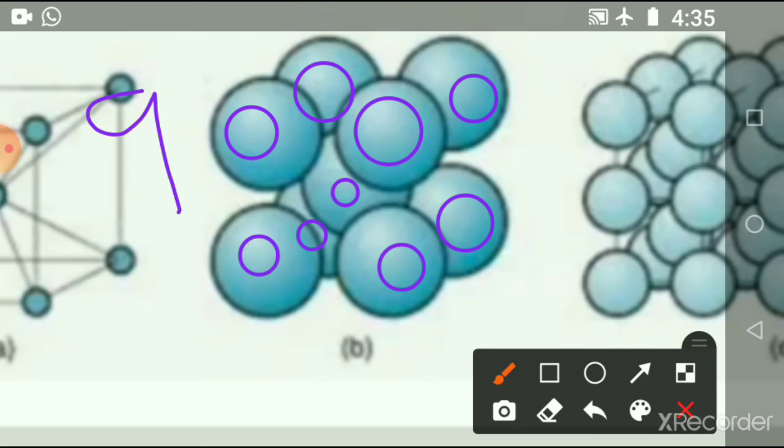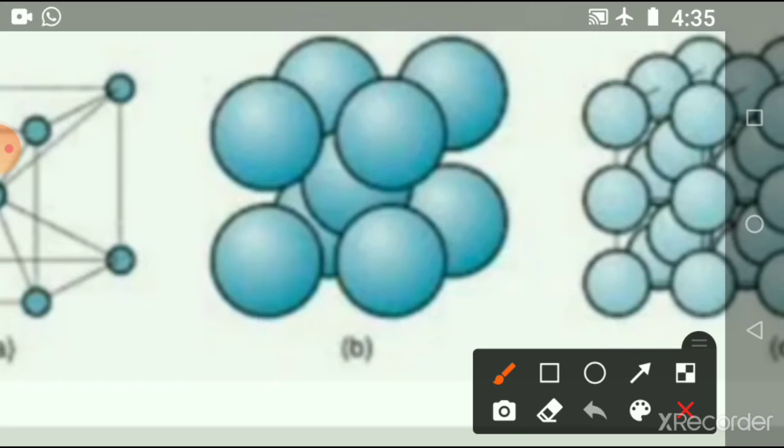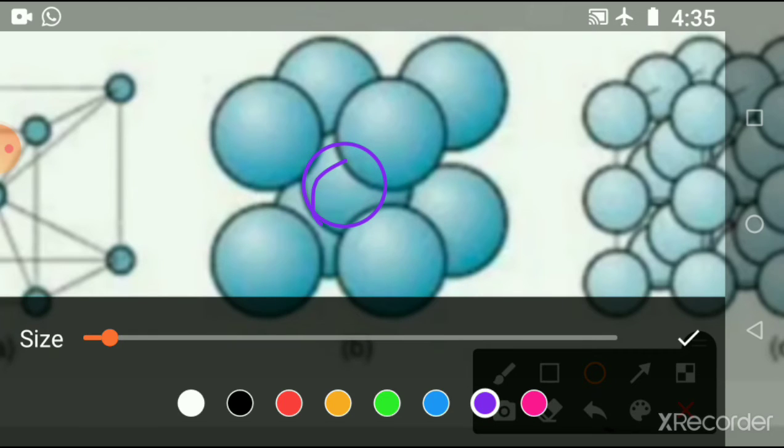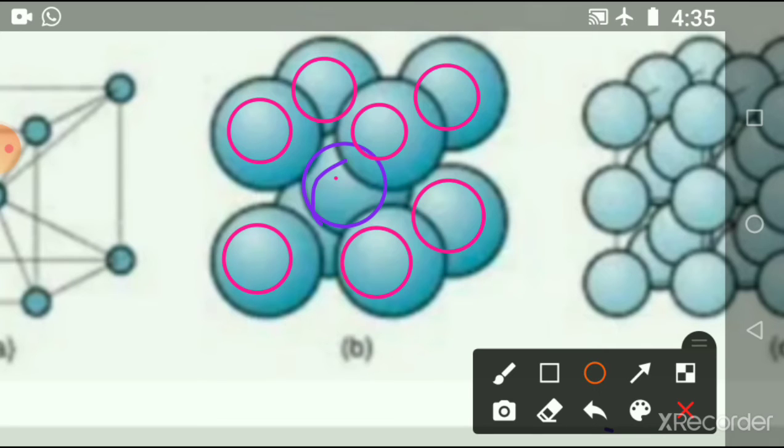Next, what is the coordination number? How do we find the coordination number? Take the central atom. The coordination number of this central atom should be equal to how much? It is touched by how many other spheres? 1, 2, 3, 4. 4 corner atoms touch it, because it is fitting in their depression. Similarly, 4 at the bottom and 4 at the top. So altogether the coordination number is 8.